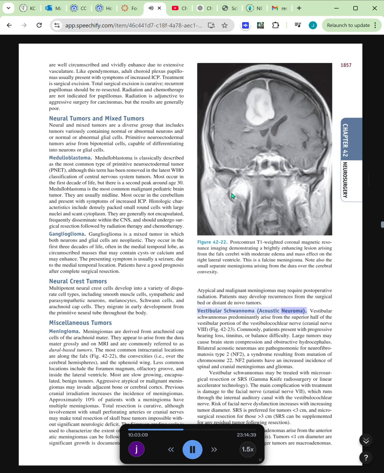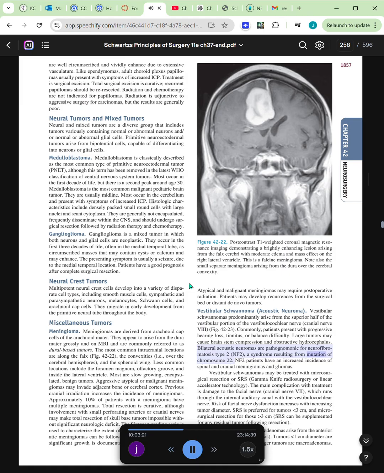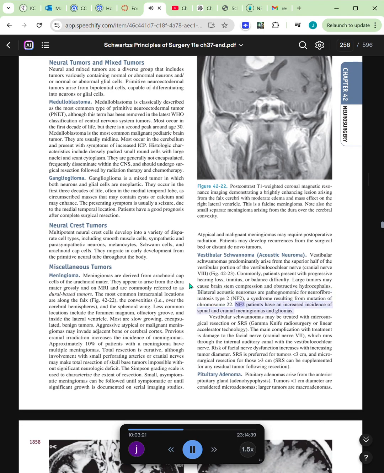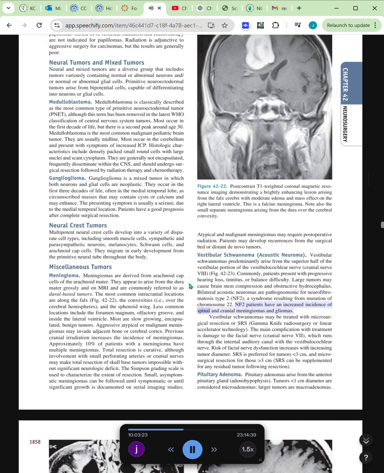Vestibular schwannoma, acoustic neuroma. Vestibular schwannomas predominantly arise from the superior half of the vestibular portion of the vestibulocochlear nerve, cranial nerve 8. Figure 42-23. Commonly, patients present with progressive hearing loss, tinnitus, or balance difficulty. Large tumors may cause brainstem compression and obstructive hydrocephalus. Bilateral acoustic neuromas are pathognomonic for neurofibromatosis type 2, NF2, a syndrome resulting from mutation of chromosome 22. NF2 patients have an increased incidence of spinal and cranial meningiomas and gliomas.